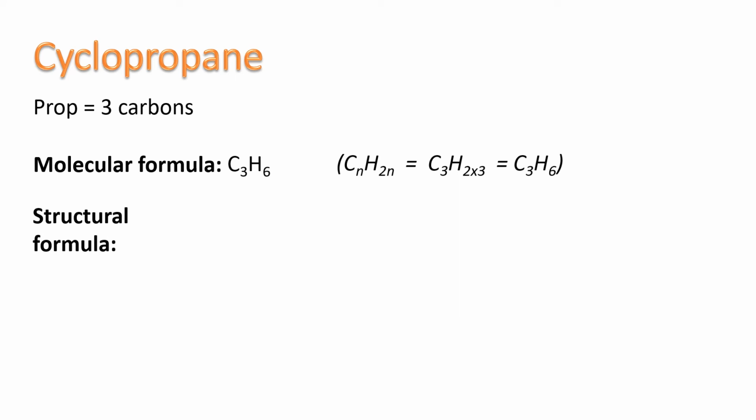Next up is our full structural formula. We always start with our carbons first. Now we're going to have 3 carbon atoms arranged in a ring. That means they should all be connected in a cycle together.